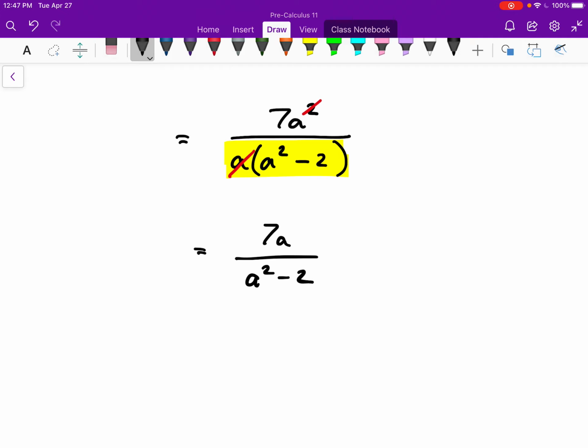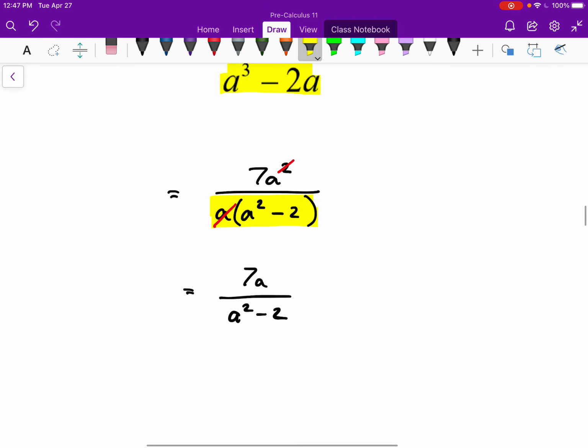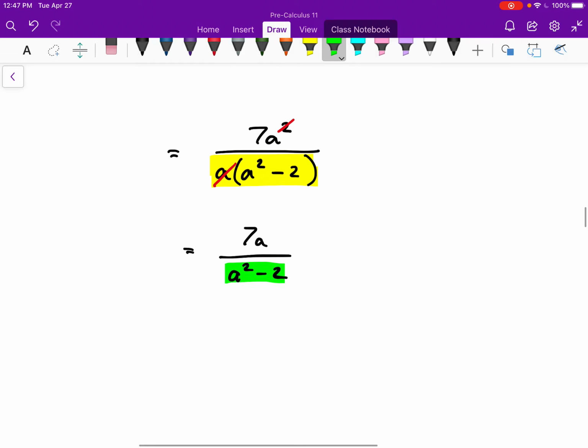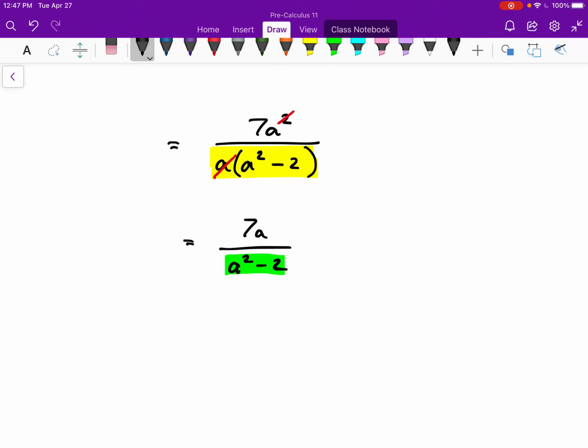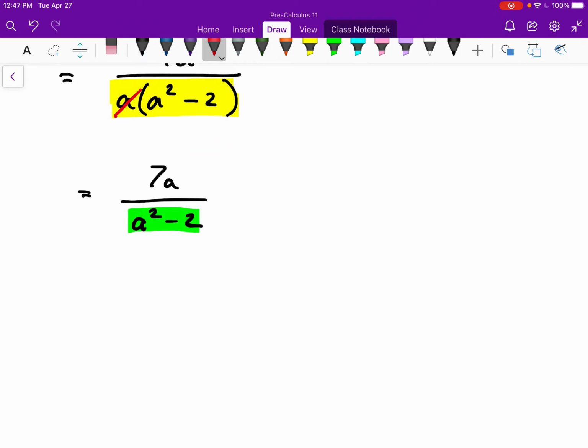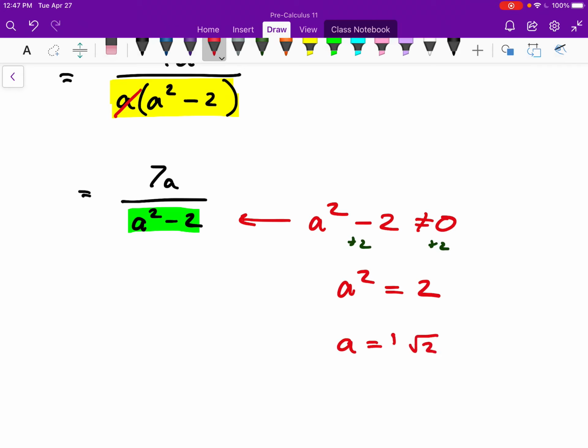So with that said, the restrictions here are a little bit trickier. First of all, if I look at just the a squared minus 2, all of that together can't equal 0. So I'll make a little note right here: a squared minus 2, that whole thing altogether can't equal 0. Which means if I add 2 to both sides, I know a squared can't equal 2. But what about a? Well, that means a can't equal the square root of 2, plus or minus.